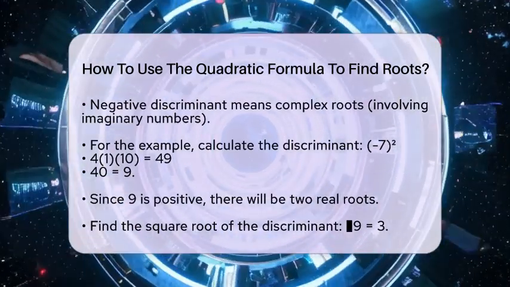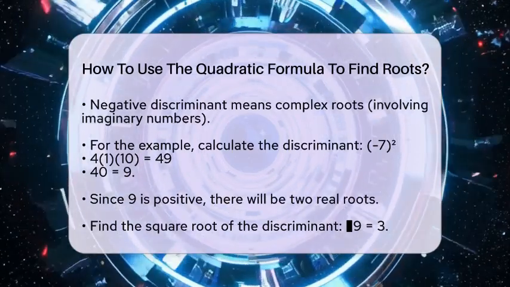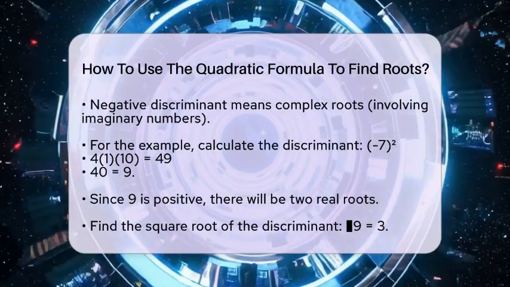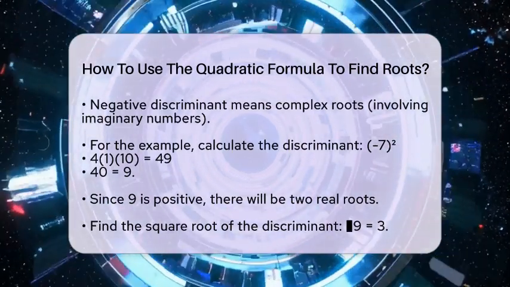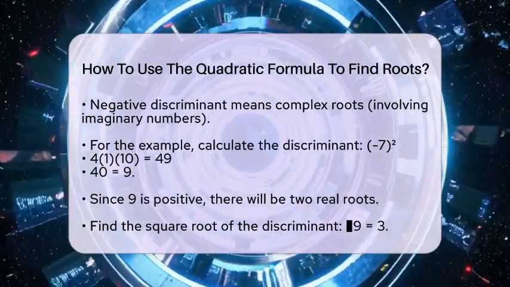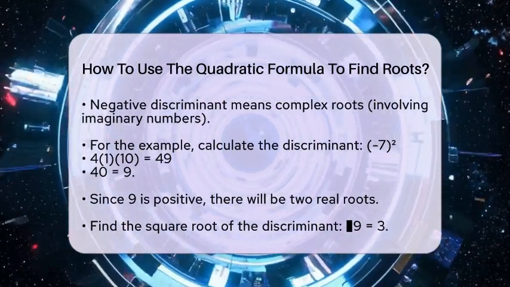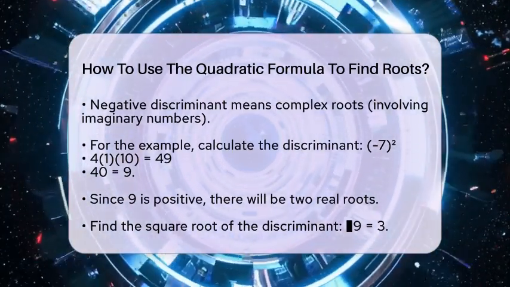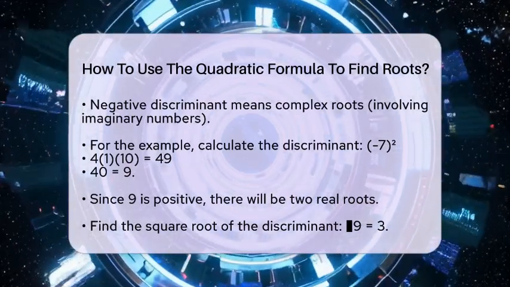Now, we can substitute our values back into the quadratic formula. We have x equals negative negative 7 plus or minus 3 divided by 2 times 1. This simplifies to x equals 7 plus or minus 3 divided by 2. Now we will calculate the two possible values for x.